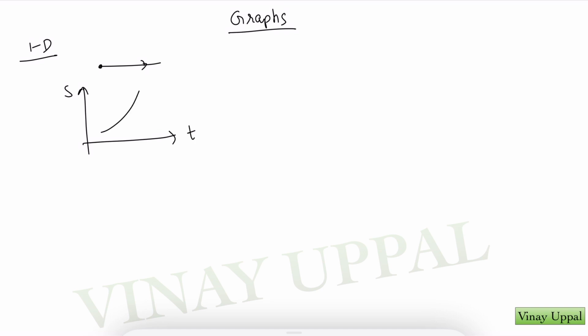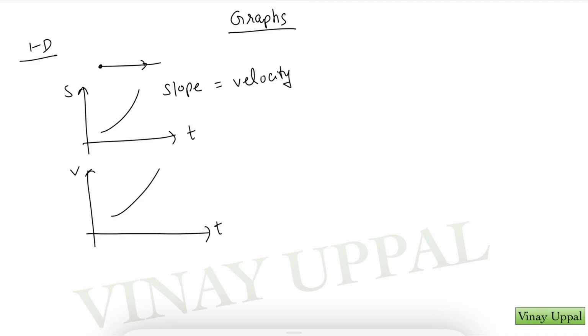Now let's look at graphs in kinematics. So I'm going to be talking about 1D motion. Suppose a particle is traveling along a straight line. If I plot the displacement of the particle versus time, the slope of this graph is simply velocity, ds by dt. If I were to plot velocity versus time, the slope would be the acceleration of the particle.